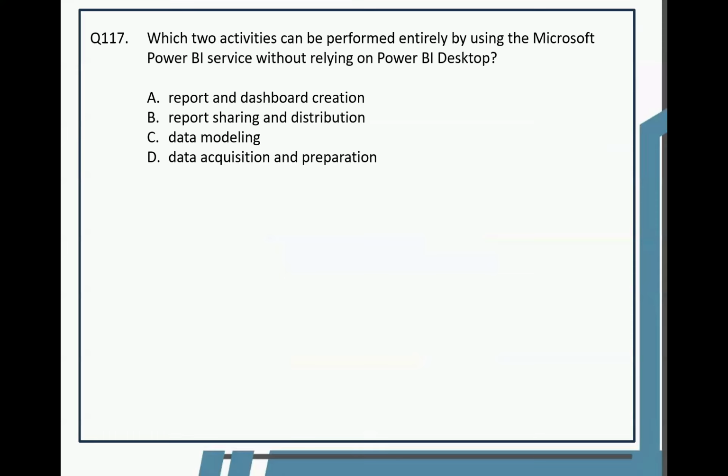All right. In question number 117, we need to identify the activities that can be performed entirely by using the Microsoft Power BI service without relying on Power BI desktop. We need to choose two correct options here. And the options are report and dashboard creation, report sharing and distribution, data modeling, data acquisition and preparation.